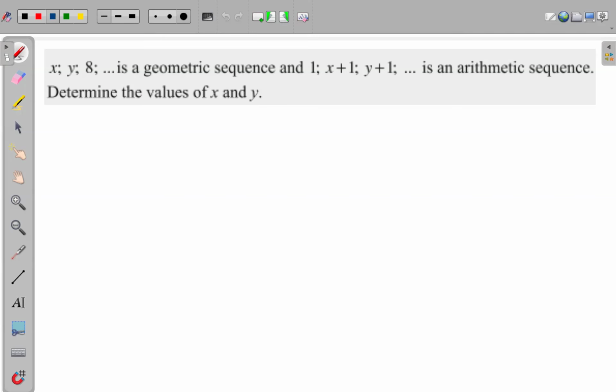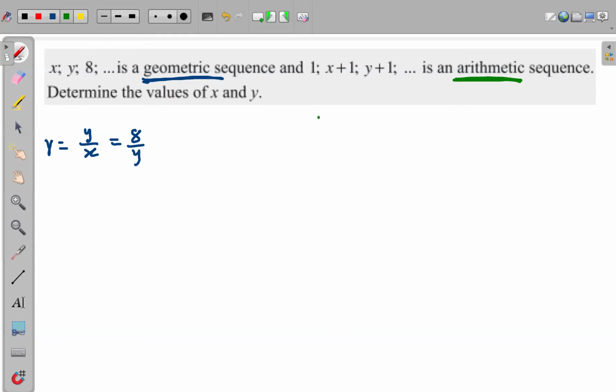Now, let us see what we can come up with here by using the principles of a geometric and an arithmetic sequence. Looking at my geometric sequence, I now know that y over x has to give me the same value as 8 over y because that's my constant ratio, right?